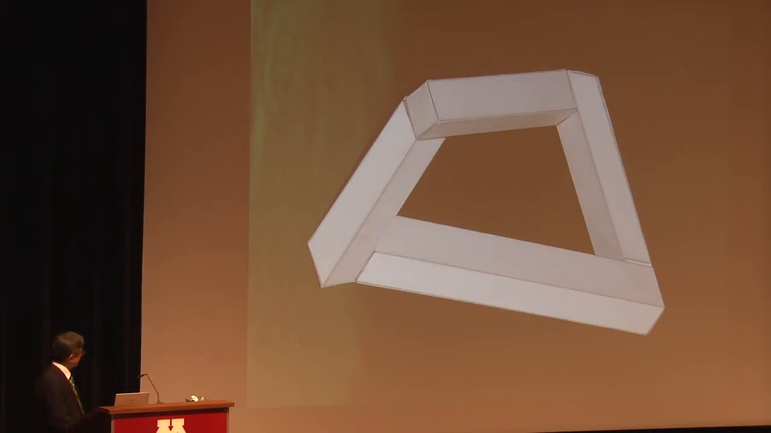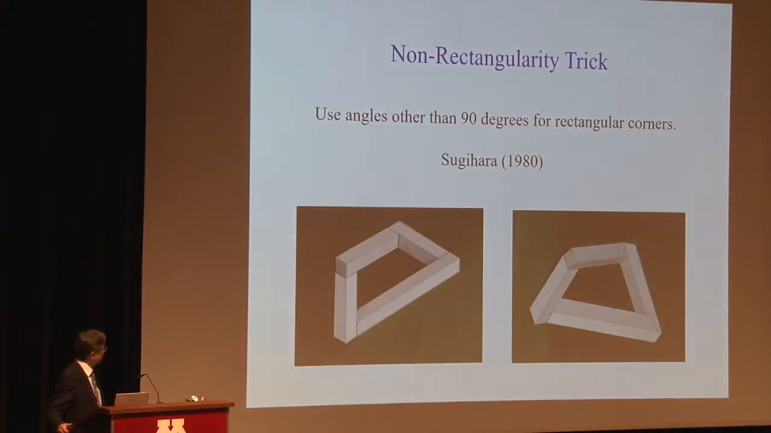So what is the trick? I understand that the trick is that we use angles other than 90 degrees to connect the faces. When we see the Penrose rectangle, we have an impression that the faces are connected at right angles. But if we restrict to right angles, we cannot construct the object. It can be constructed only when we allow arbitrary angles. And so I call this the non-rectangularity trick.